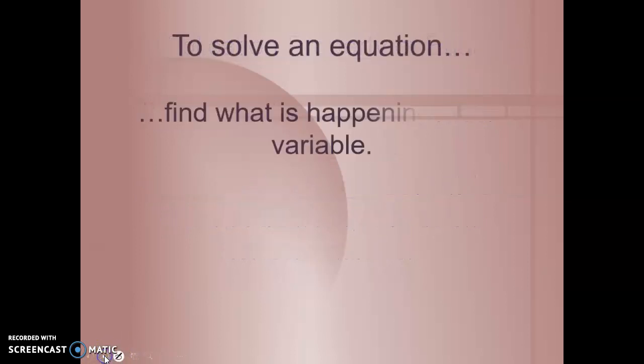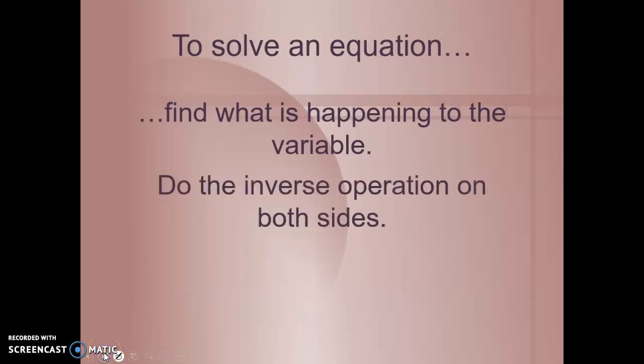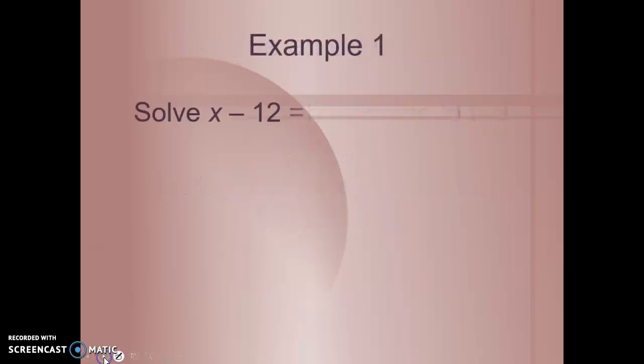So to solve an equation, what are the steps? We need to find what is happening to the variable, and then do the inverse operation on both sides. Solve x minus 12 equals 15. Well, let's look at just this side. And what's happening to that x? Well, it's having 12 taken away from it. It's having 12 subtracted from it.